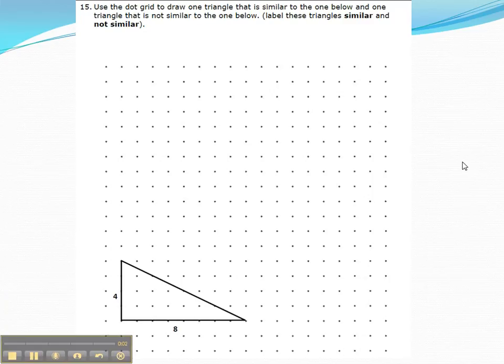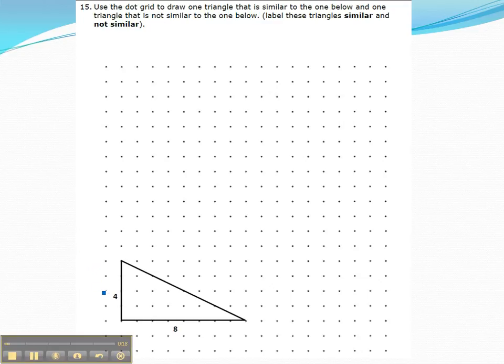Number 17. Use the dot grid to draw one triangle that is similar to the one below and one triangle that is not similar to the one below. Label these triangles similar and not similar. The easiest way to draw a similar triangle to this right triangle would be to apply a scale factor.